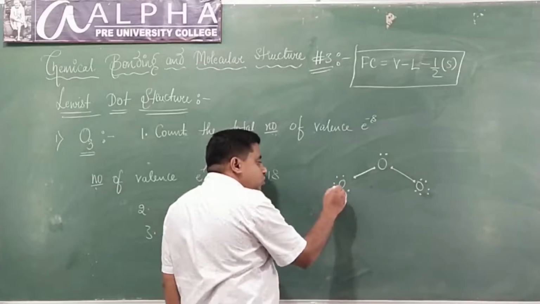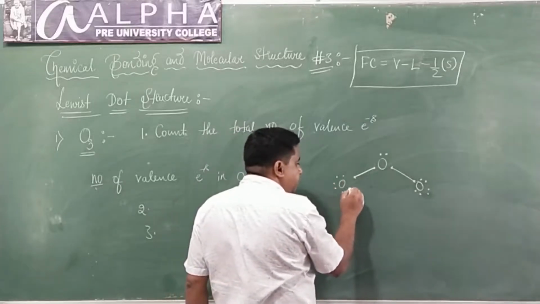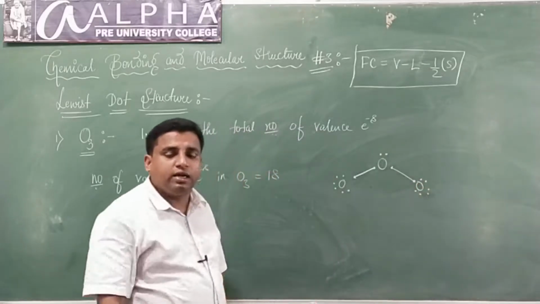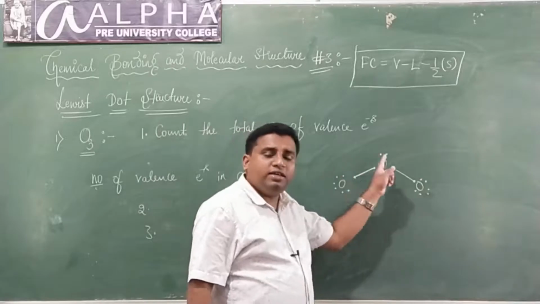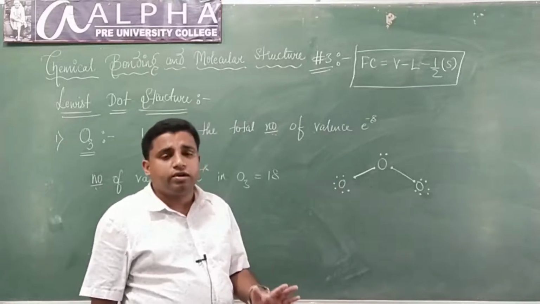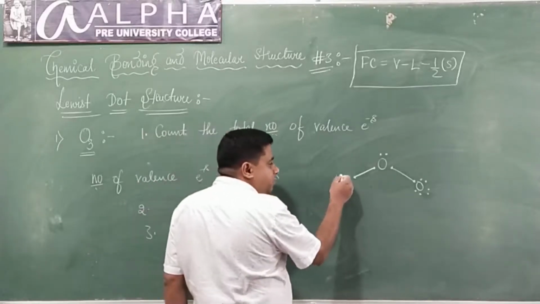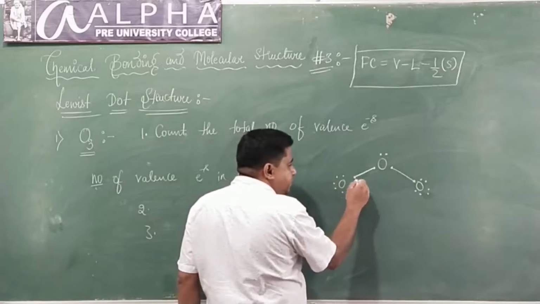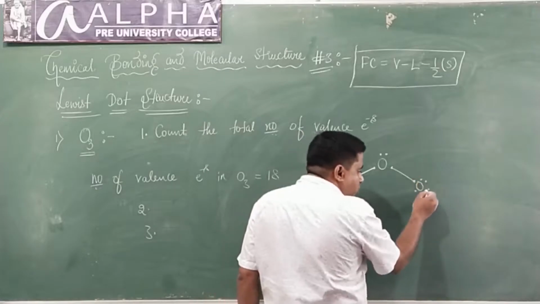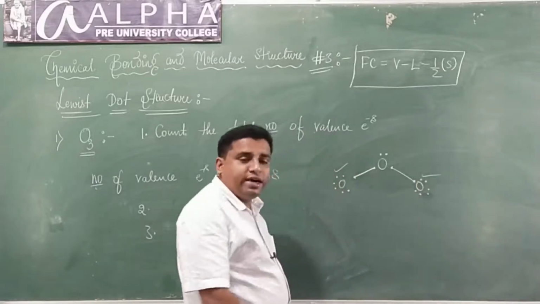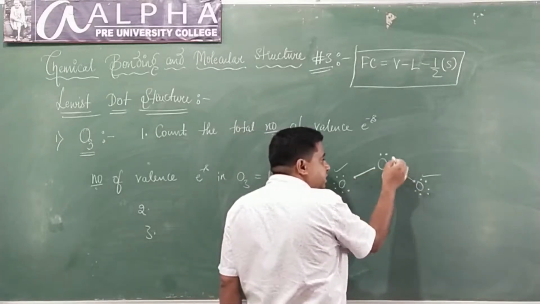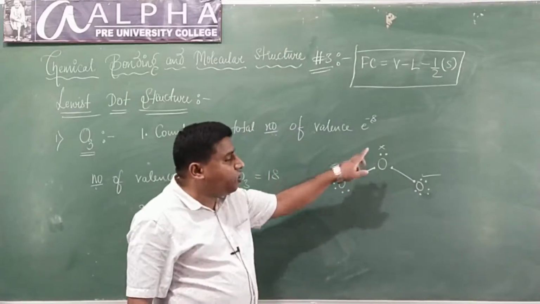I have distributed 1 2 3 4 5 6 7 8 9 10 11 12 13 14 15 16 17 18. Now just check whether all the 3 oxygen atoms have attained octet structure or not. Look at this oxygen atom, 1 2 3 4 5 6 7 8. This oxygen atom has attained octet structure. This oxygen atom has also attained octet structure. But look at this oxygen atom, 1 2 3 4 5 6. This oxygen atom has not attained octet structure.